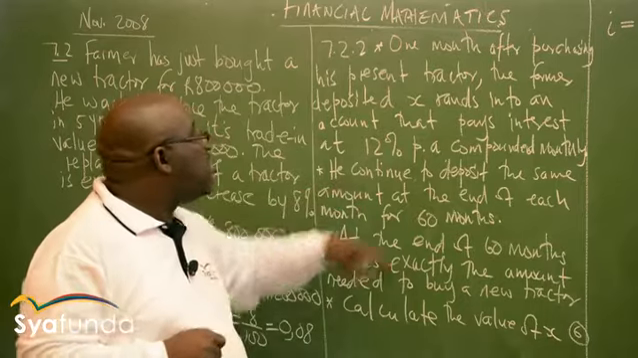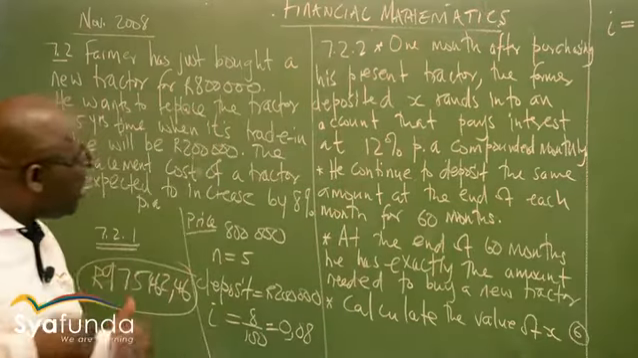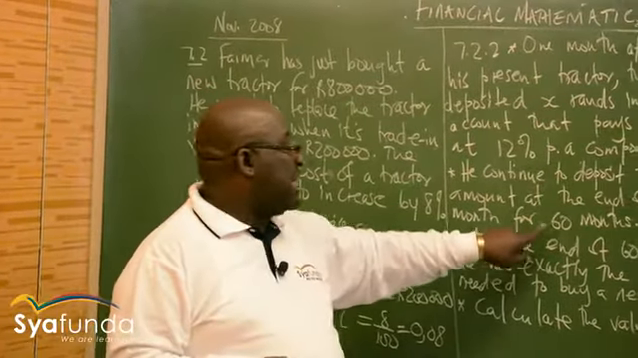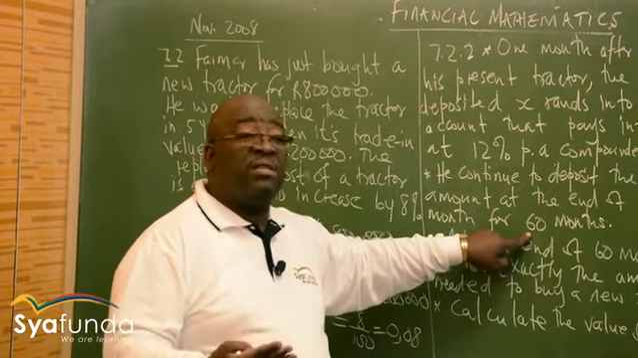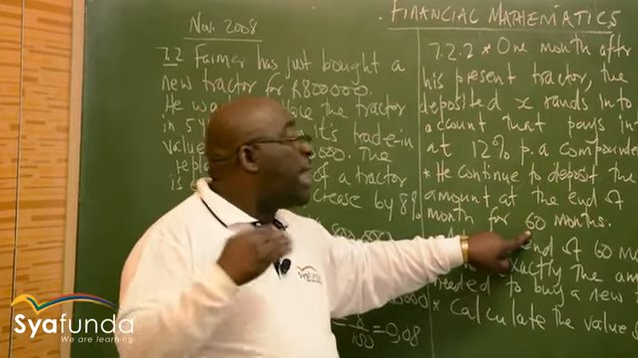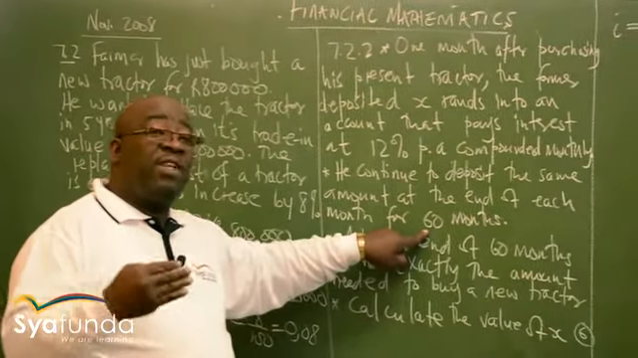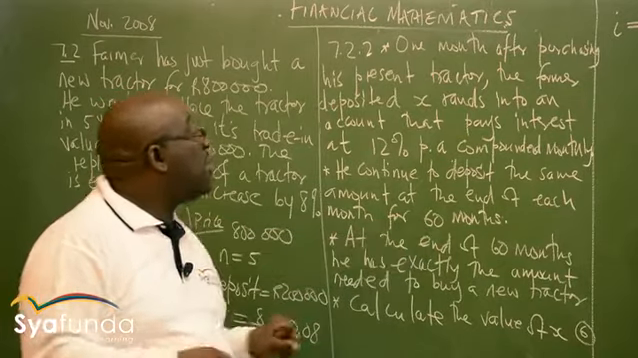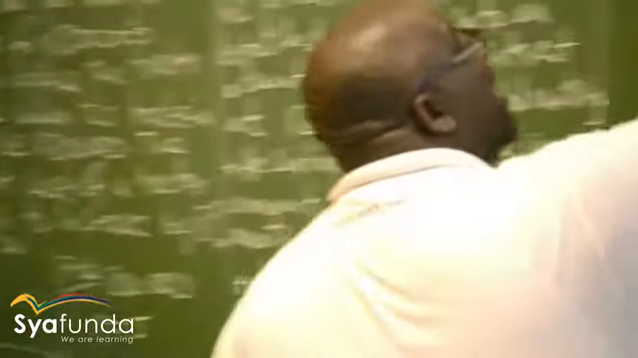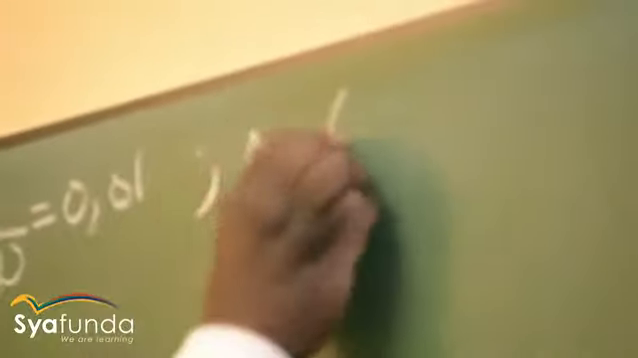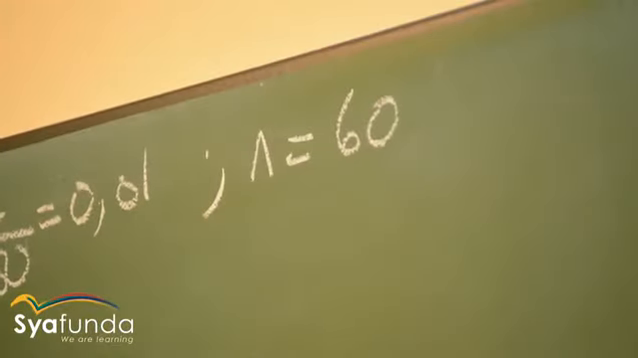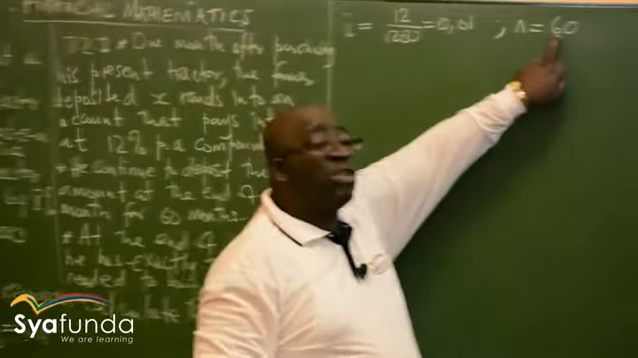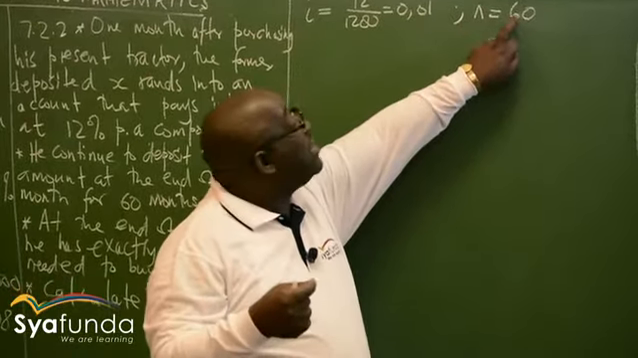He continued to deposit the same amount at the end of each month for how long? For 60 months. Remember, they could have written this as 5 years. So you were supposed to take this back into months by multiplying the 5 years by 12 to get 60. So they've already multiplied it by 12 in this particular case. So we do have the value of n as well. n in this particular case is 60 months, which was 5 years before.